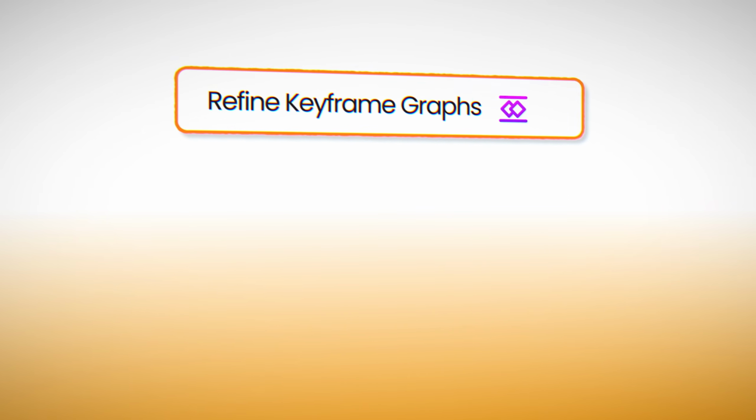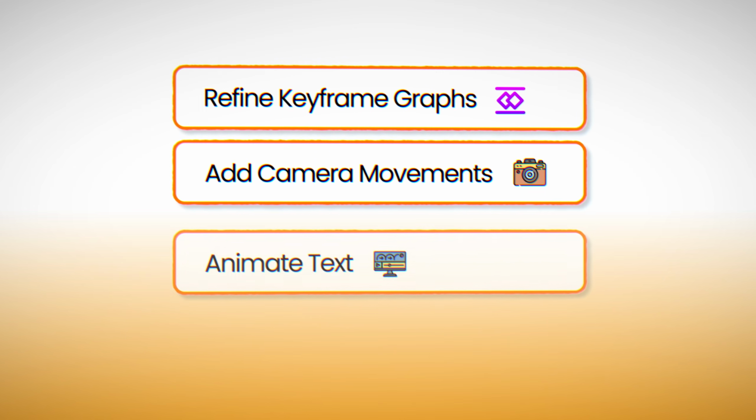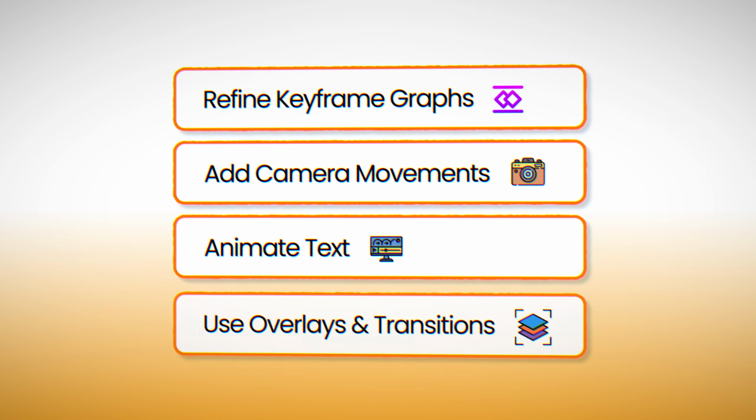Now it's time to take that rough cut and breathe some life into it. So we're going to head into After Effects with a dynamic link and get started. In After Effects, you're going to refine your keyframe graphs, add smooth 3D camera movements, animate text, and bring in dynamic overlays and seamless transitions. Now you're going to start to see your edit really come to life.